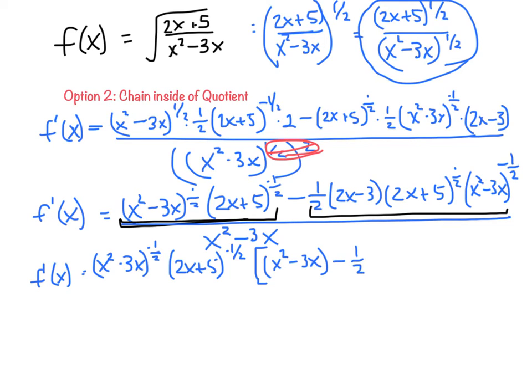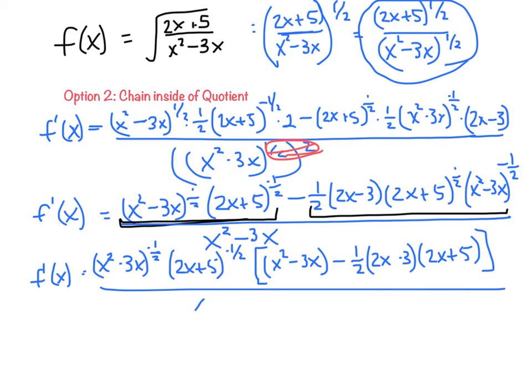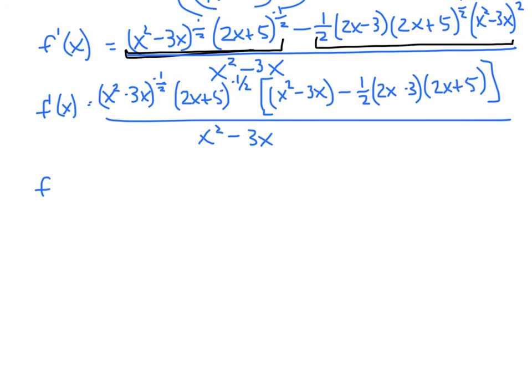Minus 1/2, (2x minus 3). And then here this time, the (x squared minus 3x) to the negative 1/2 match, and we're going to be left with a (2x plus 5), all over your x squared minus 3x. Okay, so now let's clean up that inside the brackets there.